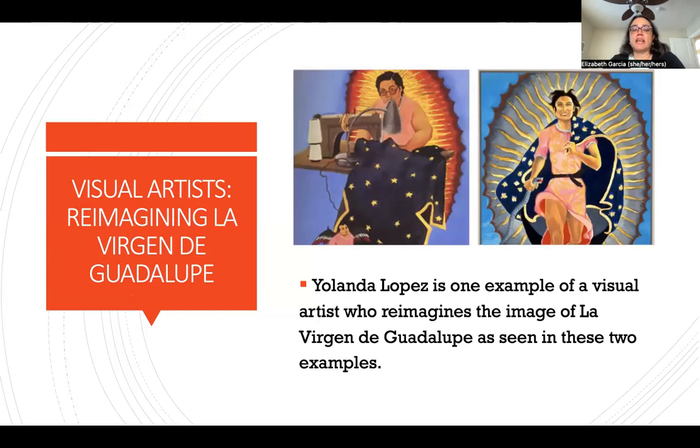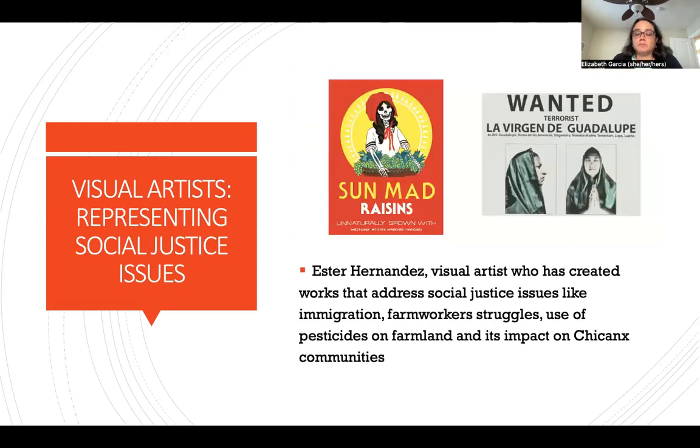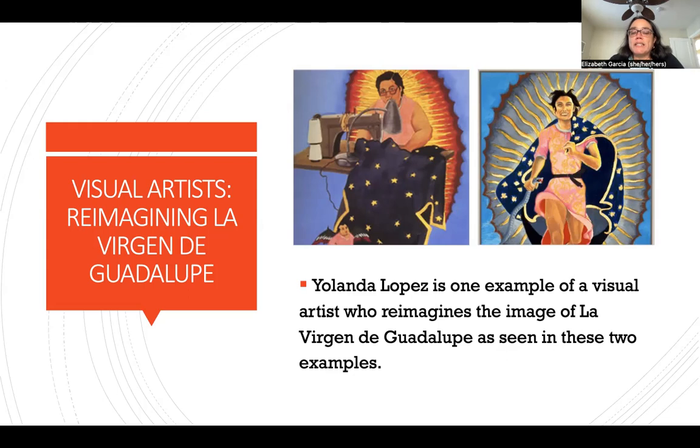And she gives us a number of examples of different art forms and different artists and how they incorporate these elements into their work. The first group she talks about are visual artists, and she gives us a couple of examples. One of the ways in which Chicanas have used their art is to reimagine the image of La Virgen de Guadalupe to represent the everyday experiences of Chicanas. One of these artists is Yolanda Lopez, which is one example of a visual artist who reimagines the image of La Virgen de Guadalupe, as seen in these two examples, which she talks about in the chapter.